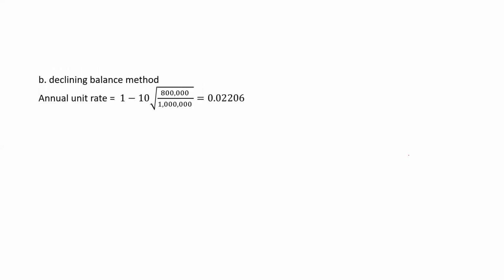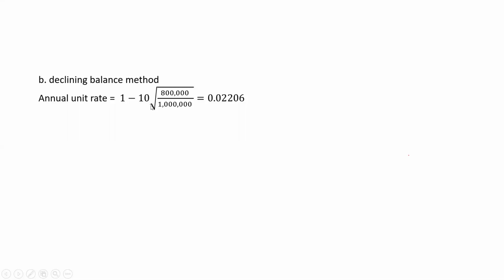So we'll also be looking at declining balance method, which is also known as the diminishing method. So the annual unit rate is given by the formula 1 minus the nth root of scrap value over acquisition value. So if you compute this on your calculator, you should have 0.02206. So this is the annual unit rate using declining balance method.